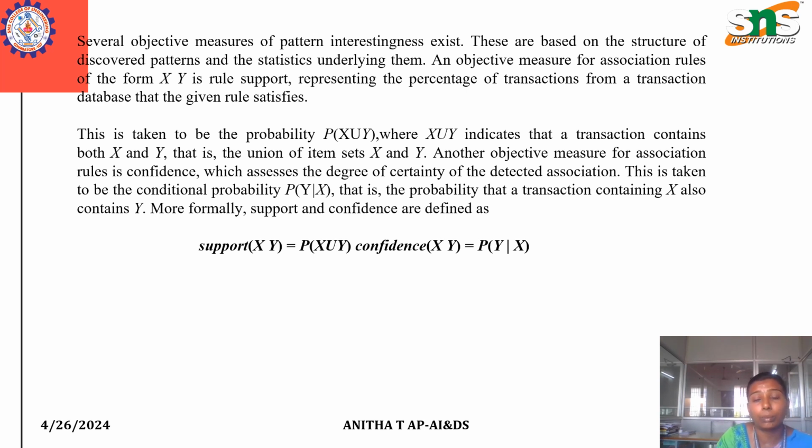Another objective measure for association rules is confidence. This is taken as the conditional probability P of Y given X. It is the probability that a transaction containing X also contains Y. More formally, support and confidence should be defined by these formulas.